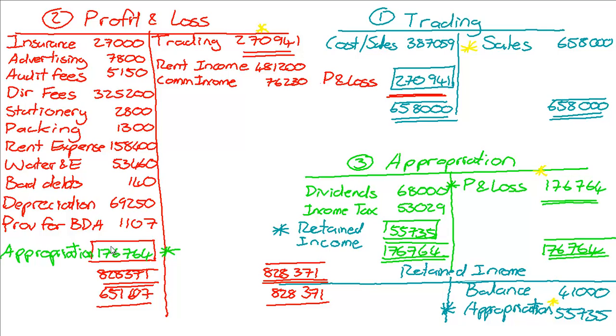And then we follow this amount to the account that we closed it off to, and we do the same thing in the appropriation account. Finally, the total ends up in retained income.